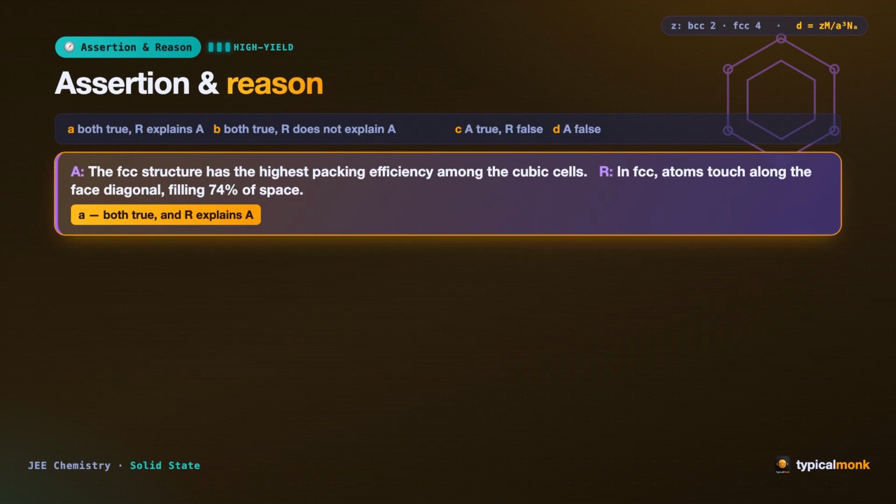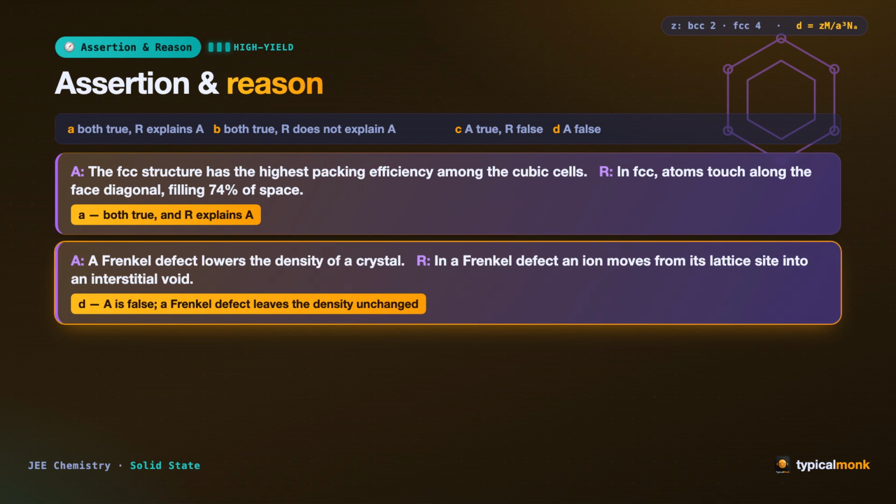Now an assertion and reason drill. For each pair, are both true, and does the reason explain the assertion? First pair. Assertion, the face-centered cubic structure has the highest packing efficiency among the cubic cells. Reason, in face-centered cubic, the atoms touch along the face diagonal, filling 74% of the space. Both are true, and the reason directly explains the assertion. The answer is A.